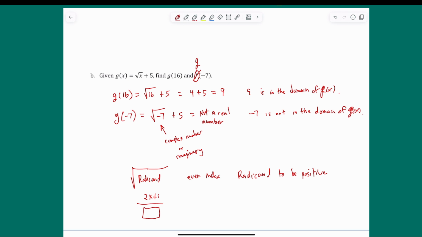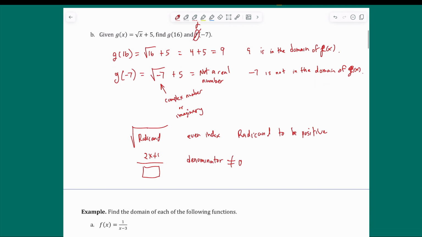Okay, so the denominator should never be 0. Okay, and the values that make the denominator 0 will make your function undefined. Okay, so really right now we're only looking for things like even index radicals where the radicand can possibly be negative, so we want to exclude those values. And anytime we have a fraction type of function, then we want to make sure the denominator is never 0. All right, let's look at some examples.